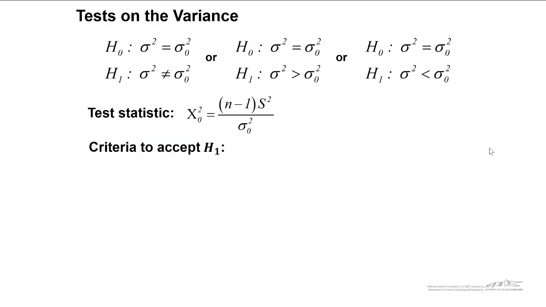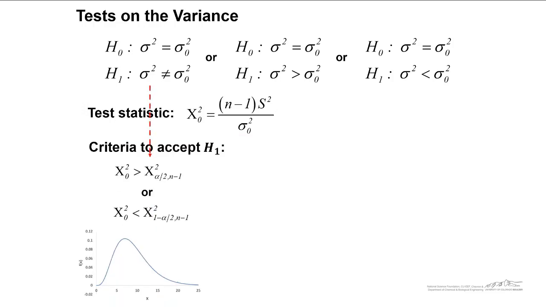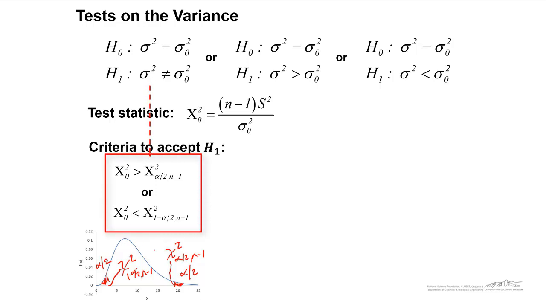In each of these cases, the criteria to accept the alternate, for a two-tailed test, we take our alpha and we split it evenly between the left tail and the right tail. So we put alpha over 2 into each of the tails. This value here is equal to chi squared alpha over 2 with n minus 1 degrees of freedom. And this value over here is chi squared 1 minus alpha over 2 with n minus 1 degrees of freedom. So if we're in the tails, meaning our test statistic is greater than chi squared alpha over 2 with n minus 1 degrees of freedom, or our test statistic is less than chi squared 1 minus alpha over 2 with n minus 1 degrees of freedom, if either of those is true, then we'll accept the alternate hypothesis.